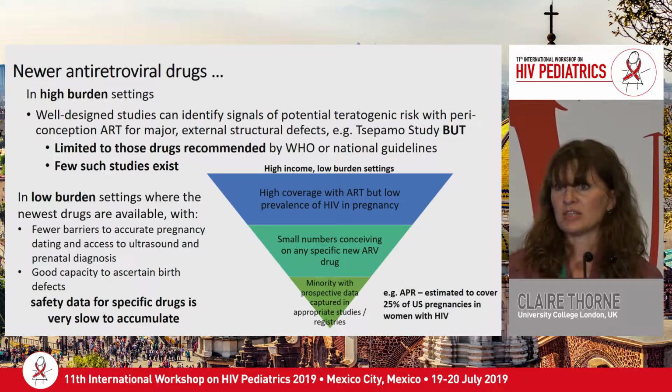And I've tried to show this here in this inverted pyramid. So we have small numbers conceiving on any specific new ARV drug, but of those women, only a minority will have prospective data captured in appropriate studies.